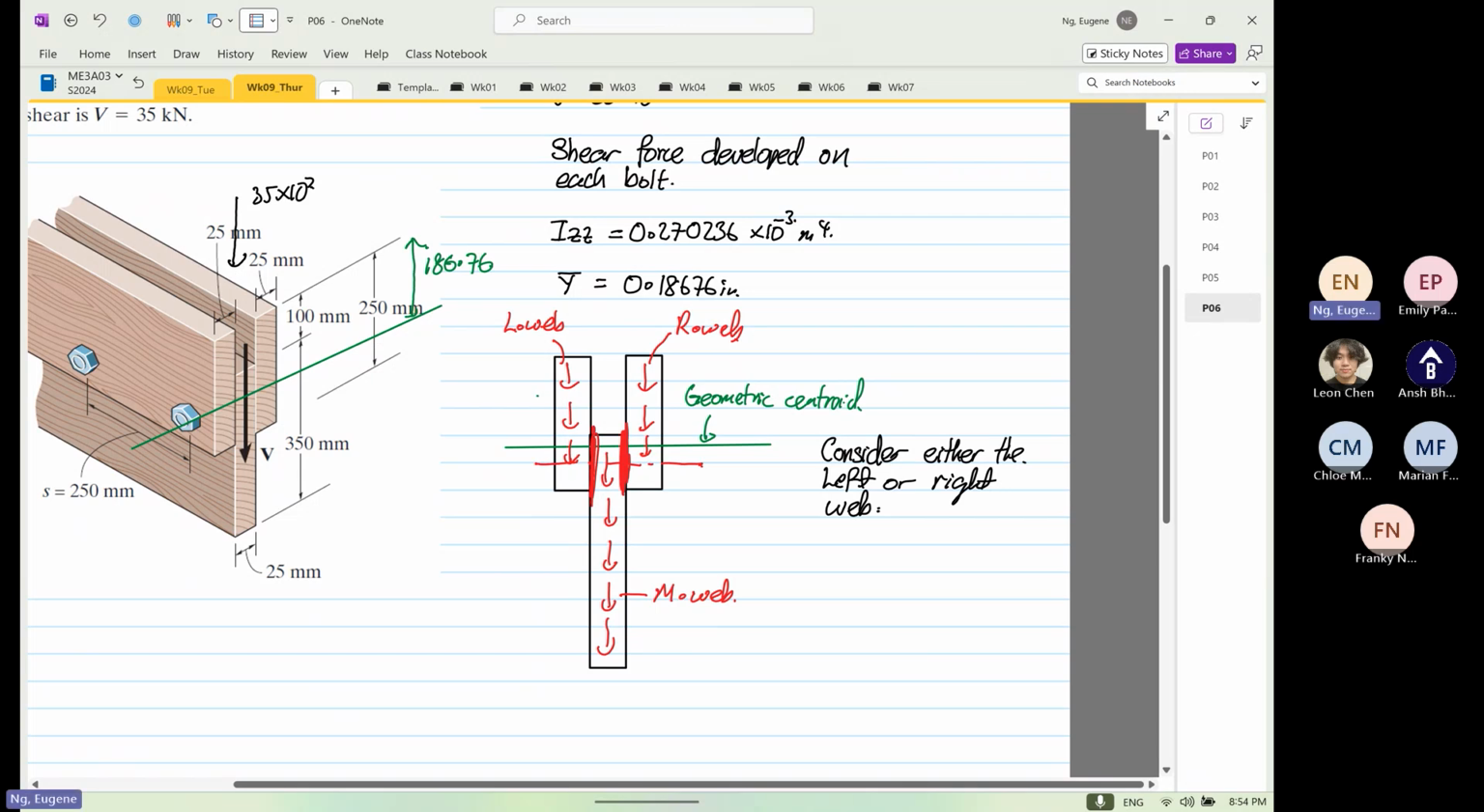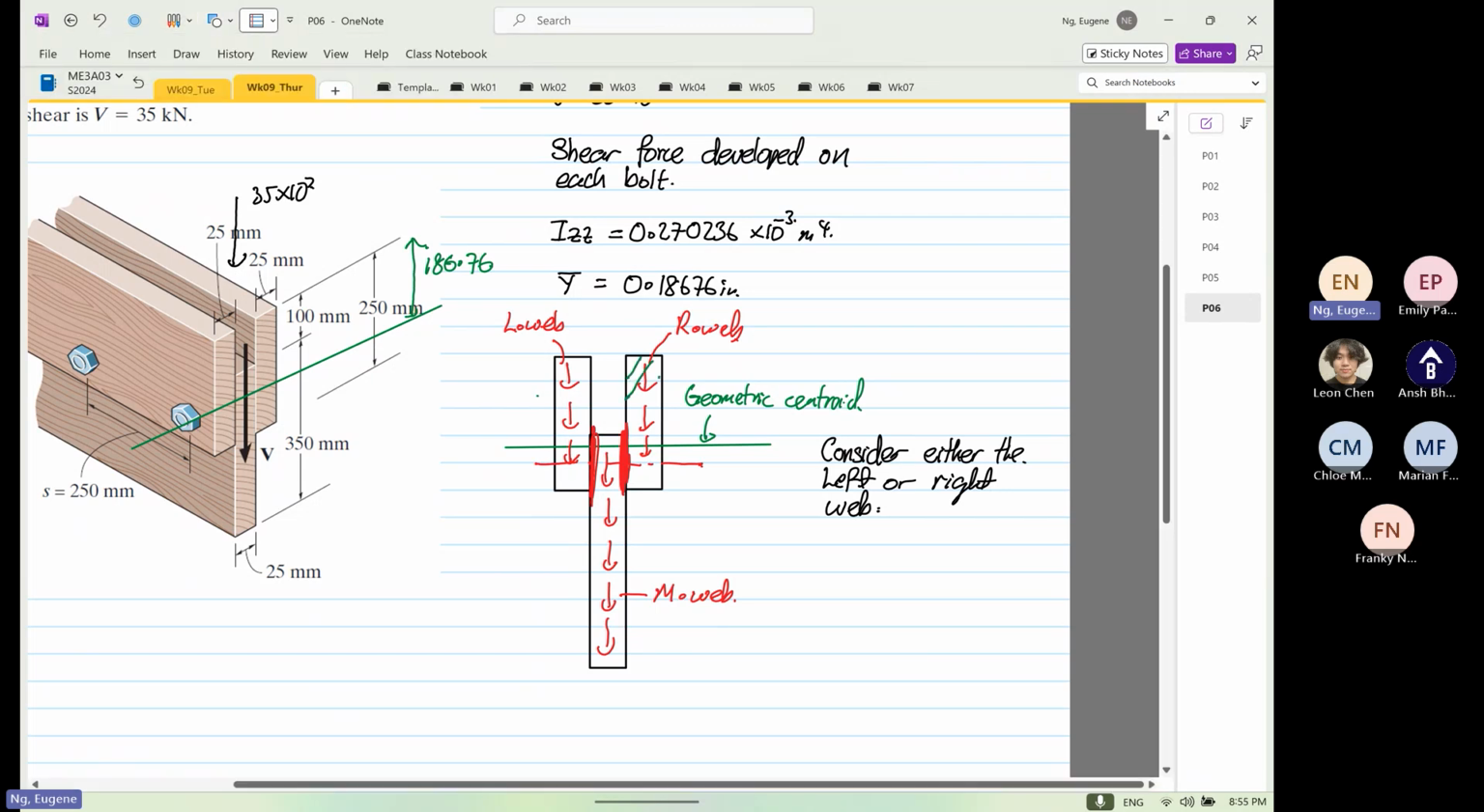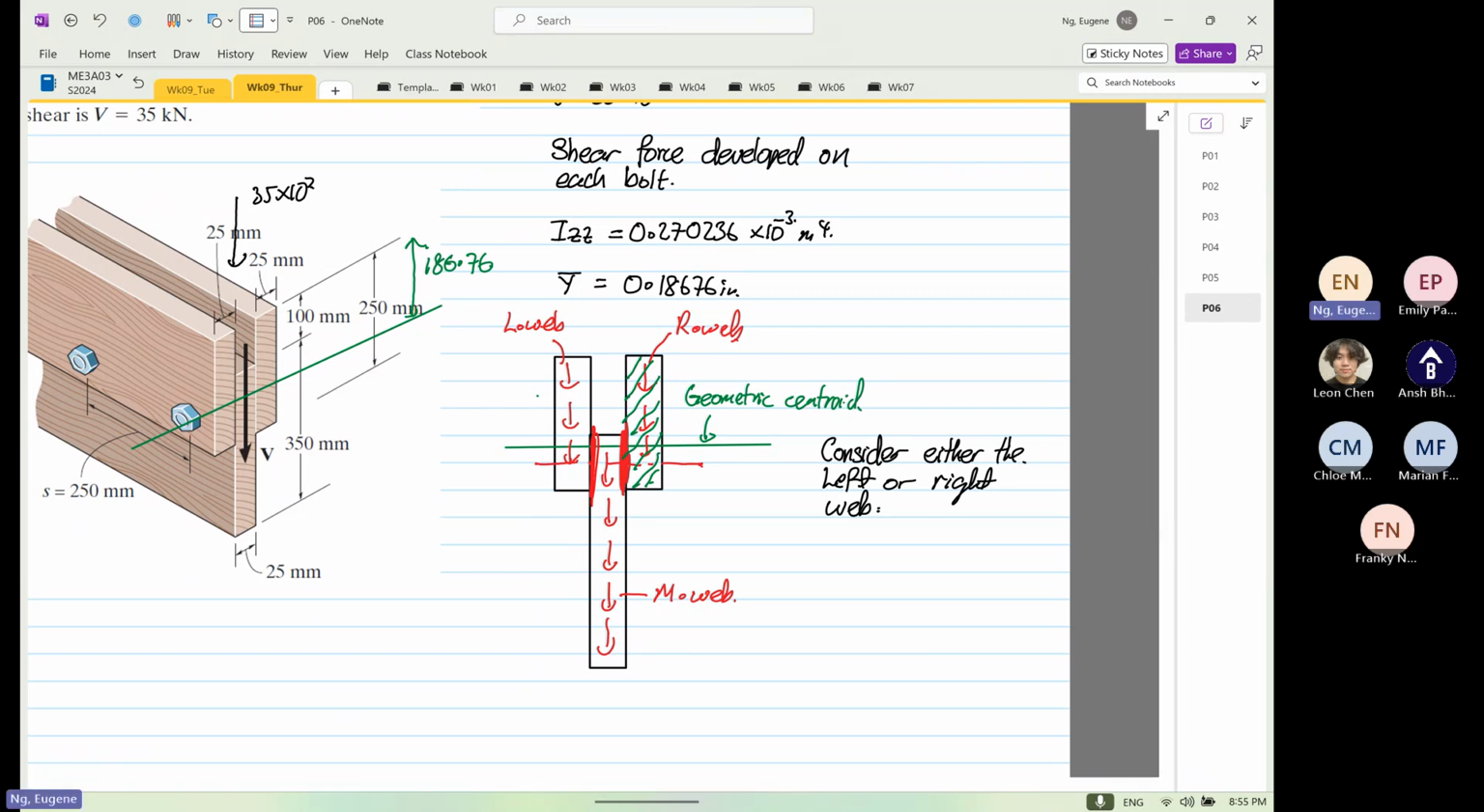So the problem comes is this. If you look at the right web, the area we have to consider is this area over here. And what's the problem? It crosses the geometric centroid. Can you see that? Remember what we talked about? The first moment of area cannot cross the geometric centroid.